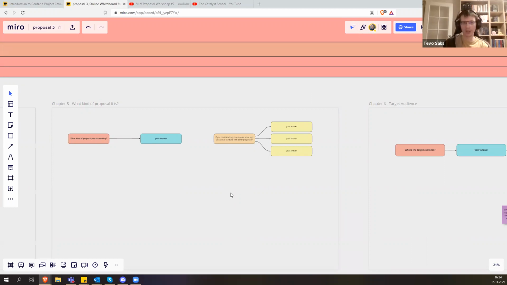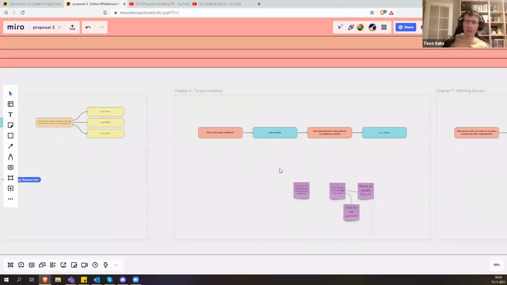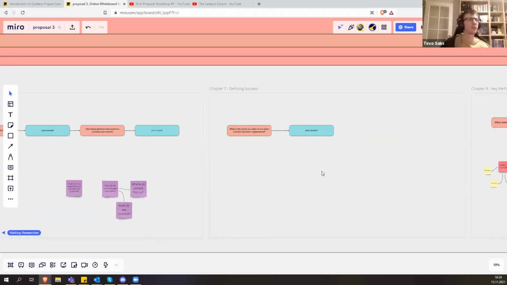Some people say, okay, this is a business idea, I feel like a revenue stream here. This is a community tool that everybody uses and helps them to do their work. So this is what I mean by problem statements. And target audience, who you are actually looking into, and defining success.